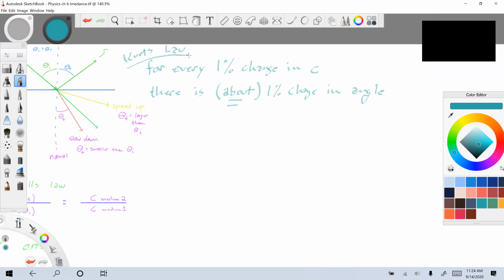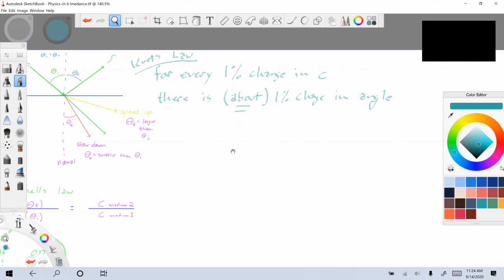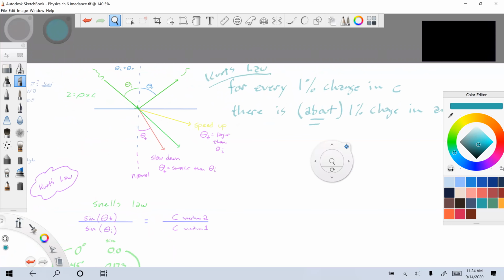So, in other words, it seems pretty obvious, but if there's a 1% difference between the speed up here and the speed down here, then this theta angle is going to be very small. Or this, the change in direction is going to be very small. It's only going to be 1%. If it's a 10% change in speed, then there's a 10% change in the angle.